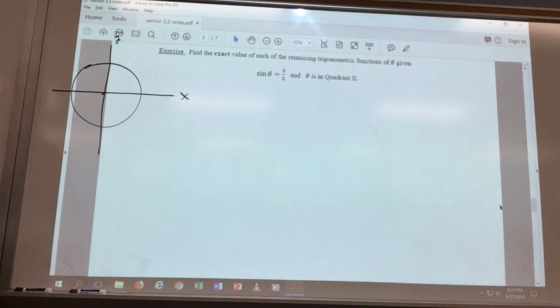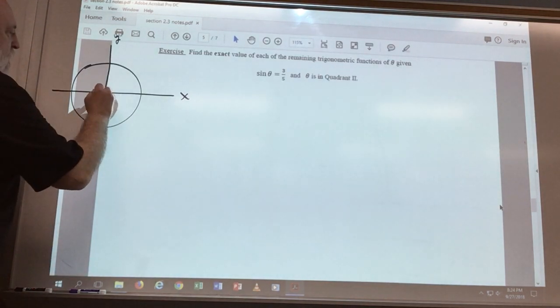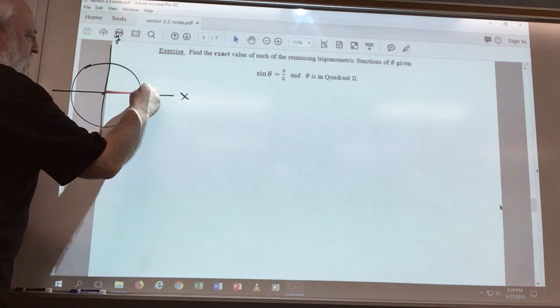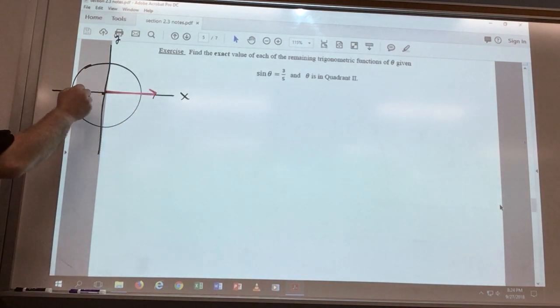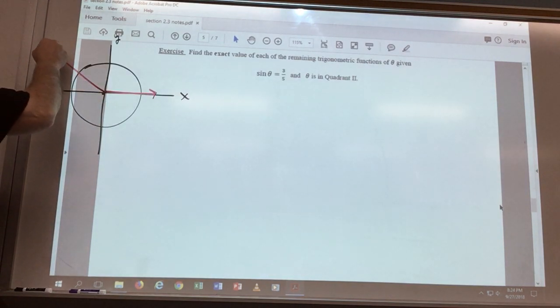All right, now the angle theta is in quadrant 2. So you know that here's the initial side of the angle, and then the terminal side is in quadrant 2. I don't know exactly where, but it's somewhere in quadrant 2.